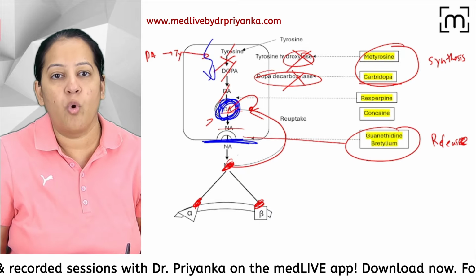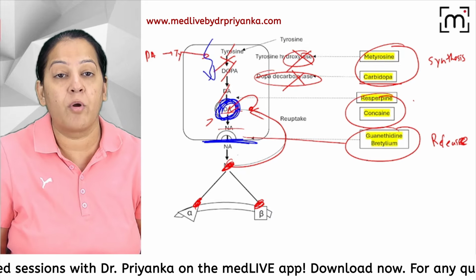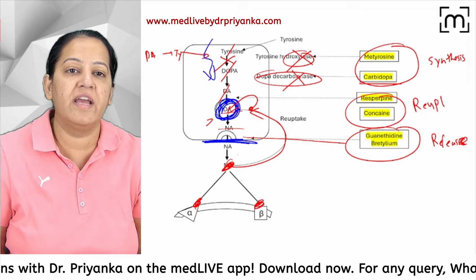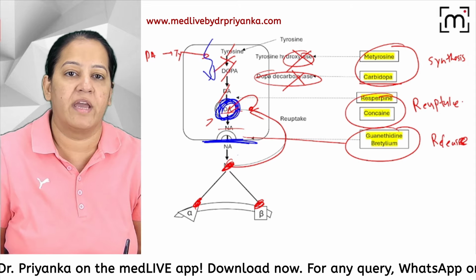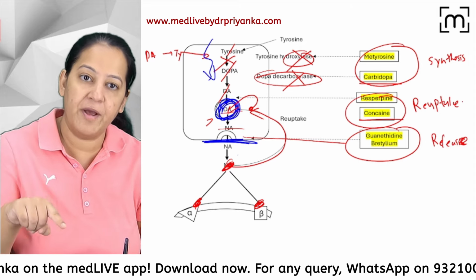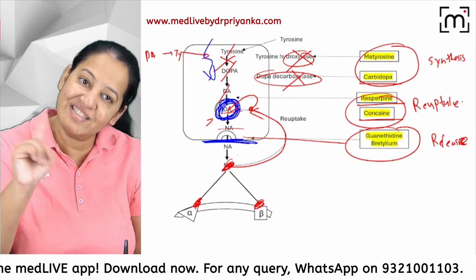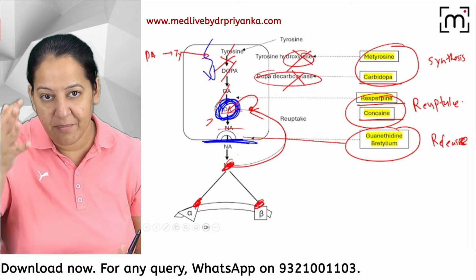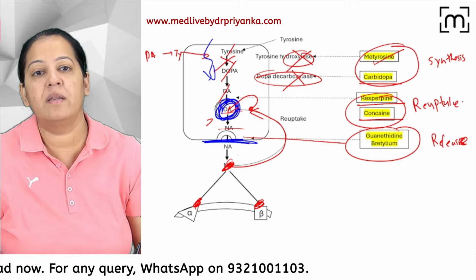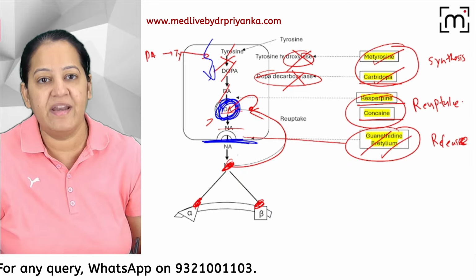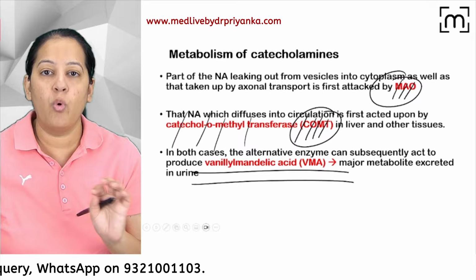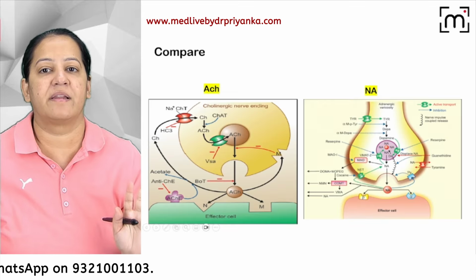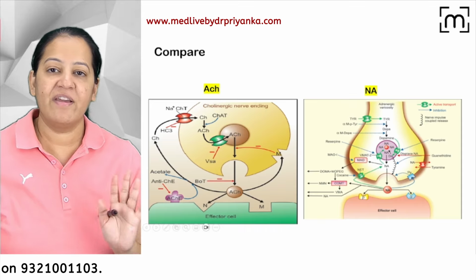They are inhibiting or blocking the release of noradrenaline. And the remaining two, cocaine and reserpine, are blocking the reuptake into the axon again. Cocaine is blocking the axonal reuptake and reserpine is blocking the vesicular reuptake. So please learn, you get many MCQs over here. So please learn the name of these six toxins: metyrosine, carbidopa, guanethidine, bretylium, cocaine and reserpine. No confusion at all. I hope it's crystal clear. So can we compare now?